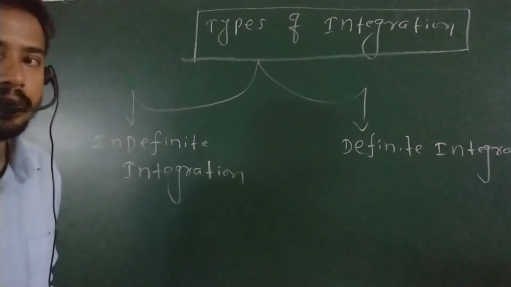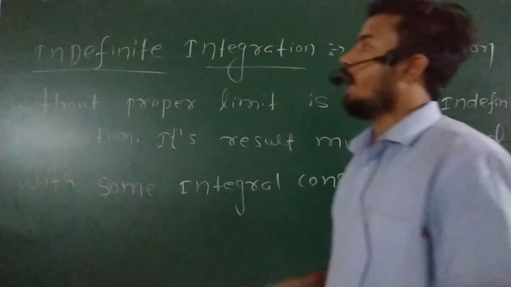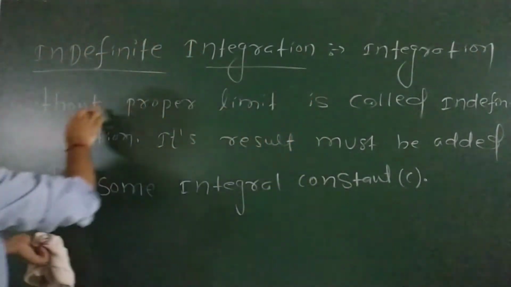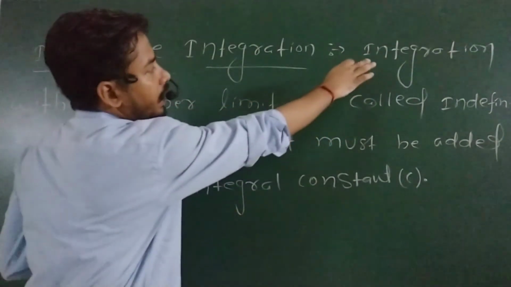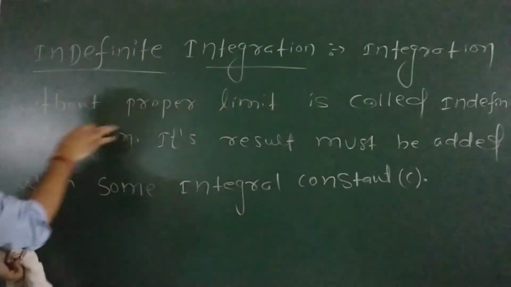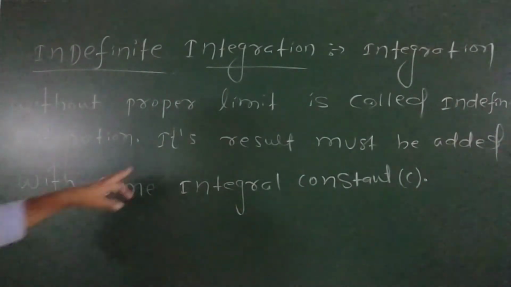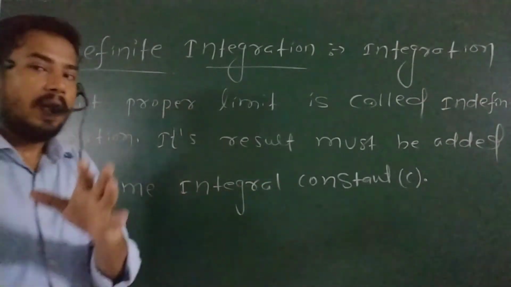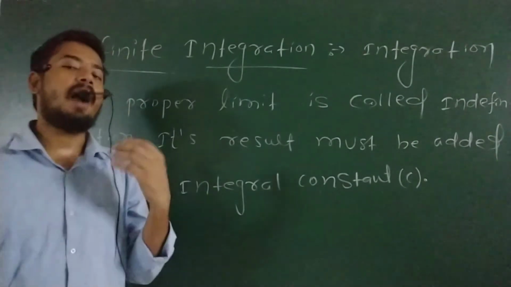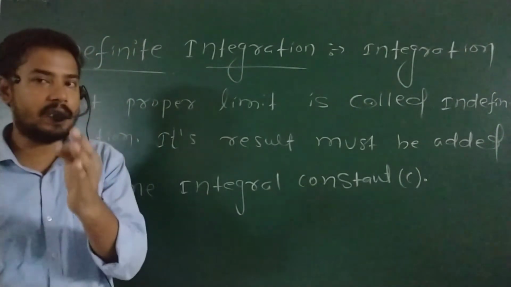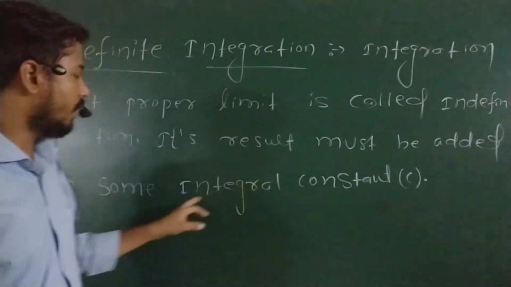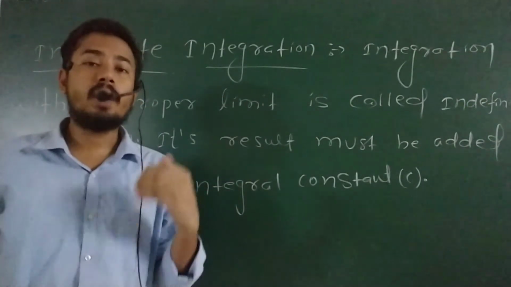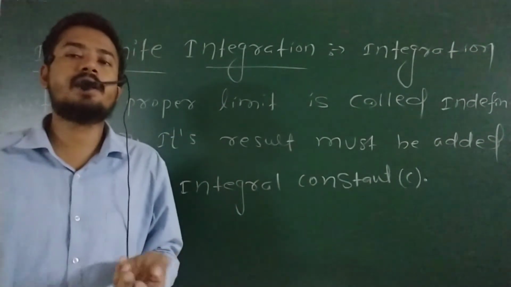So see my dear, I wrote here the definition. Indefinite integration: integration without proper limit is called indefinite integration. Its result must be added with some integral constant. Like in all the previous cases, I have added one kind of integral constant c in the result. So I wrote the same statement here: in the result, there must be some integral constant c. This is our only statement. Now we are going to learn why we added this c. So just watch.